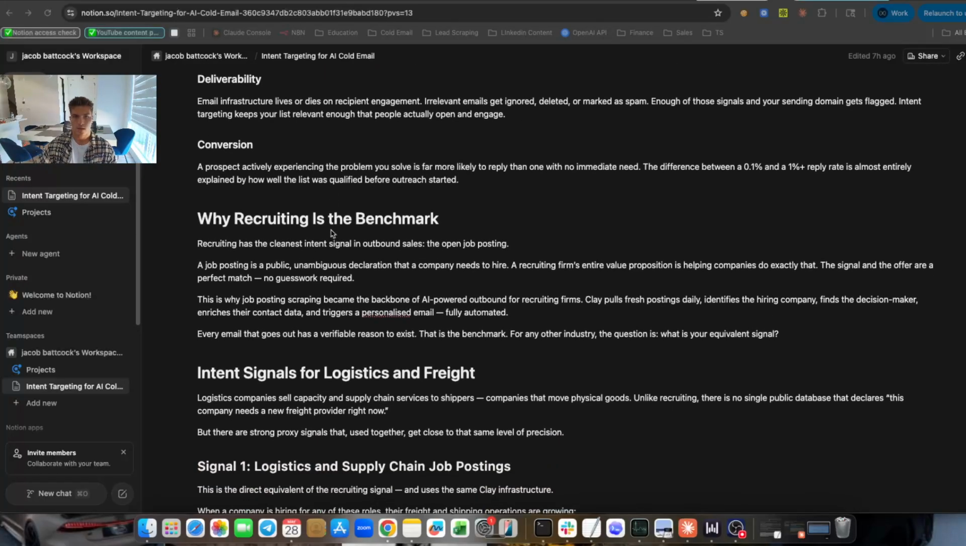Any prospect actively experiencing the problem that you solve, when you reach out to them with a solution to that problem, they're much more likely to engage with the email that you send them. This could make the difference between a reply rate on a campaign being around 0.1% to all the way up around 1%, which on a campaign size of 1,000 leads is pretty meaningful. So you can think of the amount of pipeline that might get generated from that. And if you have reasonable sales conversions and your closing team is good, you can do the math on how much business that might be for your team.